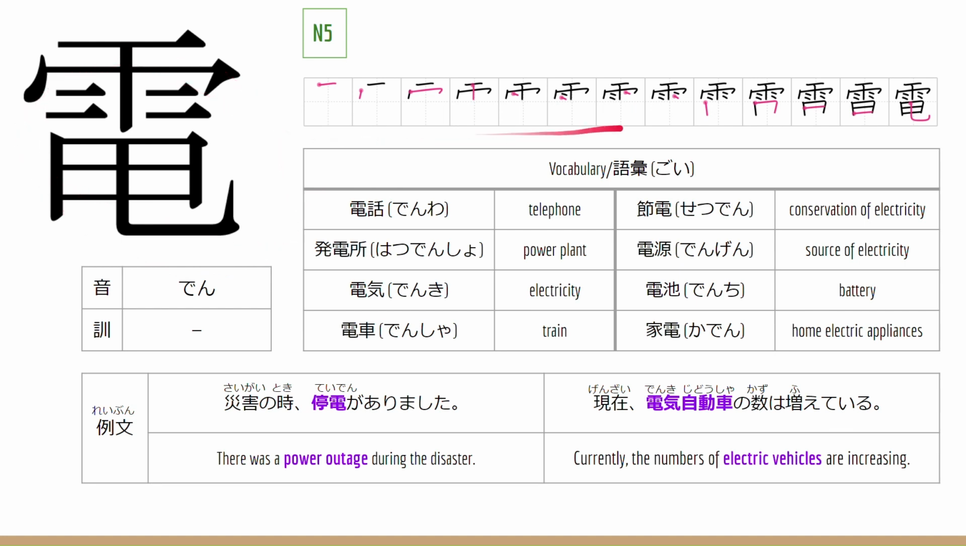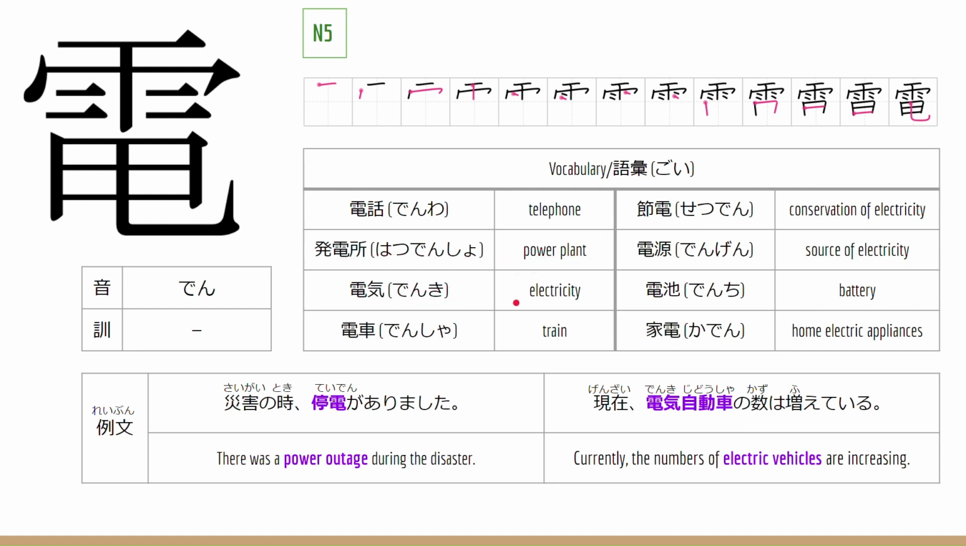This is a stroke order for this kanji. Now let's go into the onyomi and kunyomi of this kanji. The onyomi is den and there is no kunyomi. Now let's go into the vocabulary or 語彙。電話、This means telephone. 発電所、This means power plant.